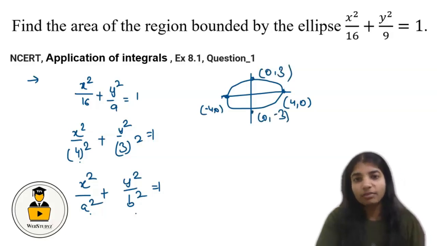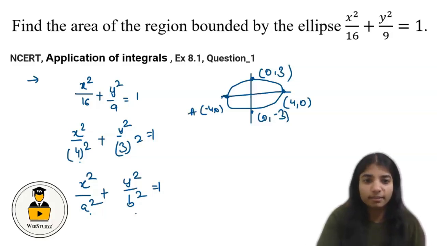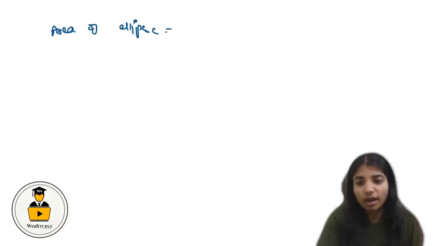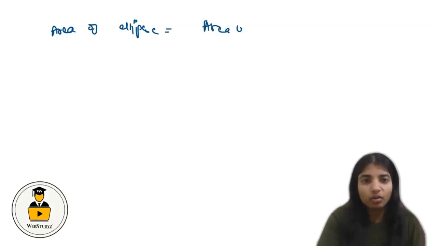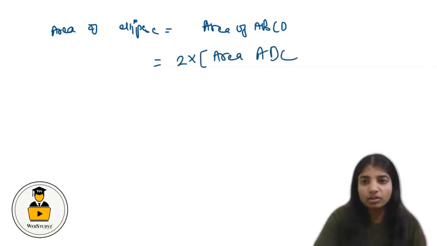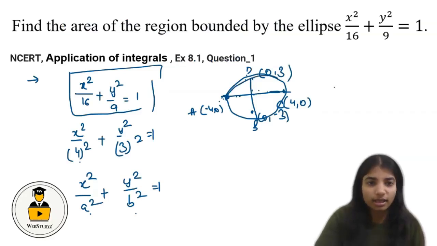Now from here we have to find out the area of the region which is bounded by the ellipse. Let's say this is the point A, this is the point B, this is the point C, and this is the point D. So from here we can say that the area of the ellipse is equal to the area of ABCD, and the area of ABCD can be written as 2 multiplied by the area of ADC. So we are considering this area of ADC.